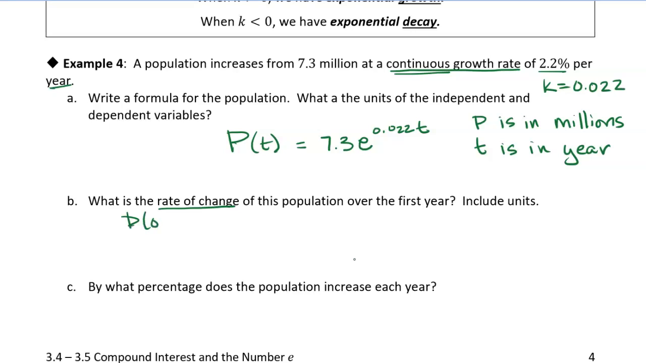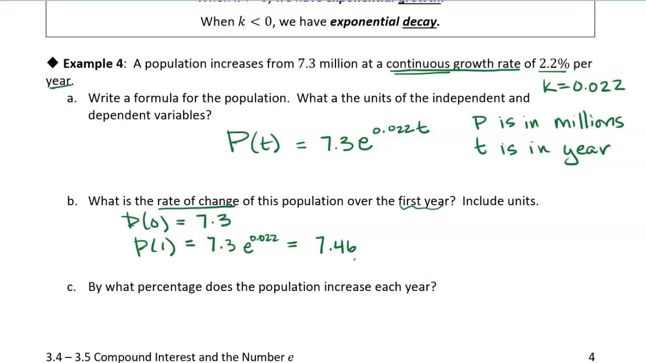Now, P at 0 is just going to be 7.3 million. So 7.3, because P is in millions. Now I need to calculate what is P at 1. I'm just going to put it into the formula that I have in part A. So 7.3 e to the 0.022 times 1. I put that into my calculator and I got 7.46 million. So remember, if it's just rate of change, that's the same as average rate of change in this case. So we're just looking at the average rate of change over the first year. This is our interval that we're looking at.